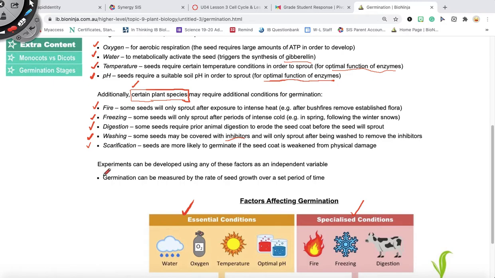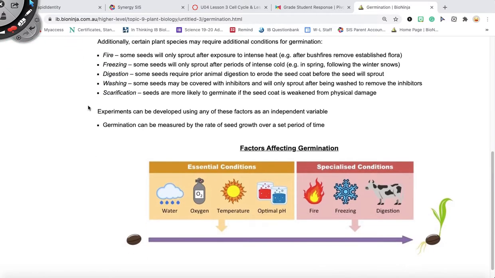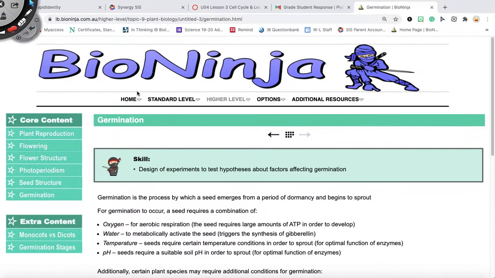So any of these experiments can be developed using any of these factors as an independent variable, and then you can measure your dependent variable, the rate of seed growth over a set period of time, and make beautiful line graphs. Okay, so that is it for topic 9.4.